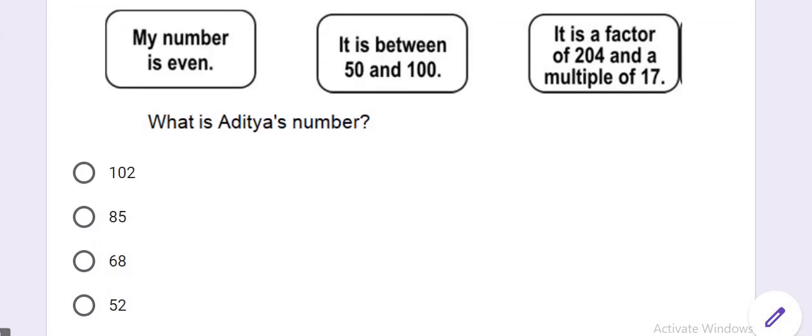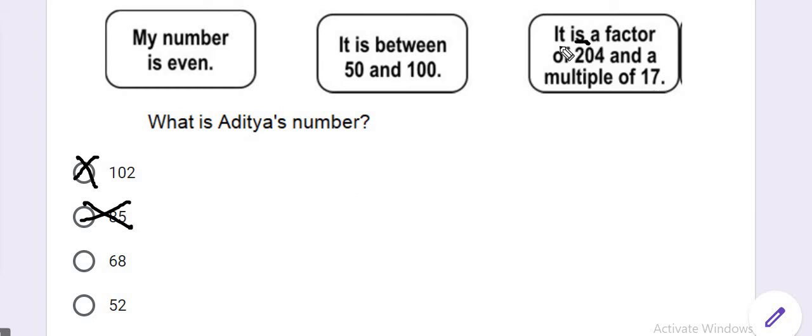So we have 85, which is cancelled out because the number is even. The number is between 50 and 100. So out of these four options, 102 is also cancelled out because the number is between 50 and 100. Now it is a factor of 204 and a multiple of 17.